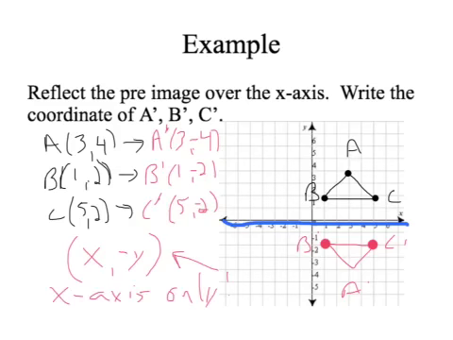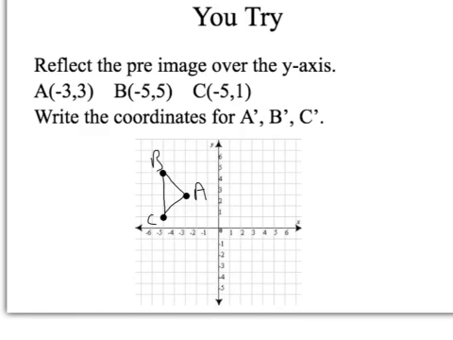Okay. So if you reflect over the x-axis to get your points, you keep your same x-coordinate and take the opposite sign of your y-coordinate. Go ahead and pause the video to try it by yourself.